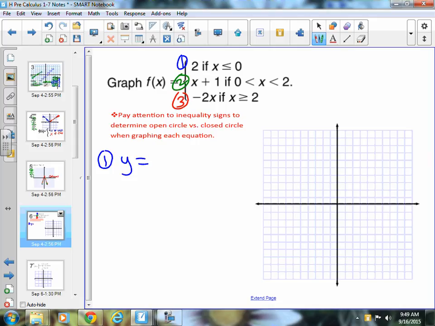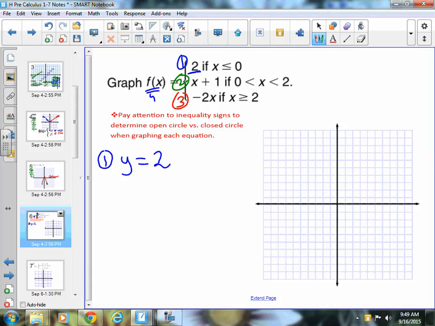I'm going to use y equals for the f of x. That's the same thing as y. So I'm just going to use y because I think that's easier for people to look at. Whatever comes on this very top line here, anything that comes before the word if, so y equals 2, is going to be the equation that we're going to graph. Now think about what the graph of y equals 2 looks like. That's a horizontal line.